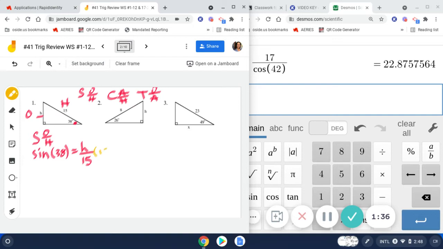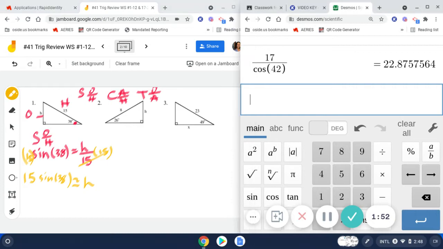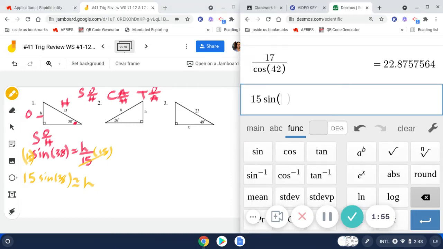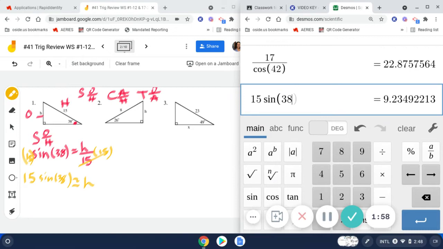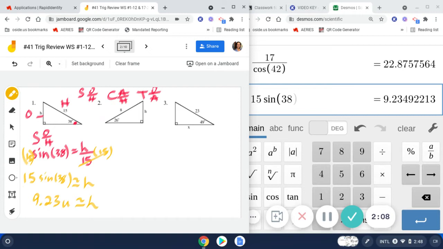Now we're ready to solve by multiplying both sides by 15 in order to get rid of that denominator. And what you're actually going to plug into your calculator is 15 times the sine of 38. Let's go see what we get. Please make sure you're actually plugging these in yourself and that you know how to get them. I'm getting 9.23 when we round, U for units since no units were given. We're going to use the approximation symbol due to the rounding. How'd you do? Okay, taking a look at the next one, pause the video, try it.